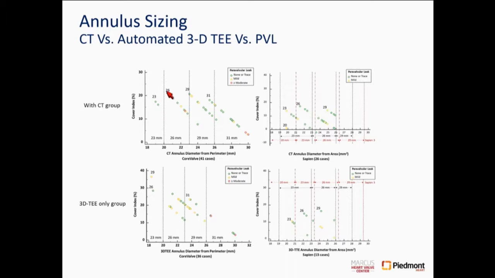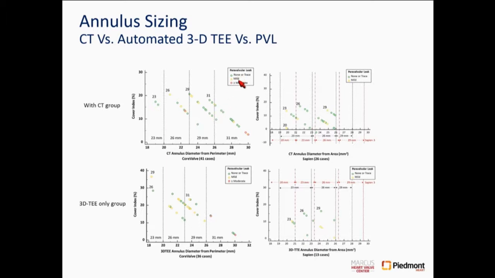And similarly, in patients in whom a 26 valve was used, with the exception of this patient, all the patients were predicted rightly by CT. And similarly, in patients in whom a 29 CoreValve was used, almost all the patients fitted the CT prediction. And in the patients with large annulus, 31, almost all the patients except these 2 patients here were correctly predicted by CT. What do I mean by correctly predicted?